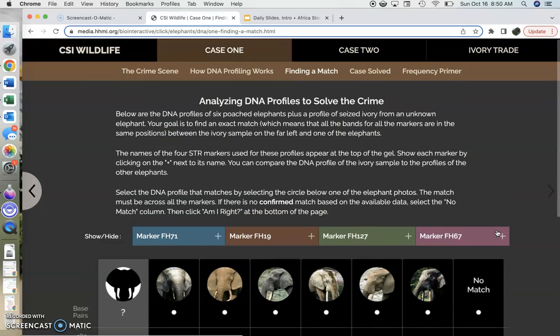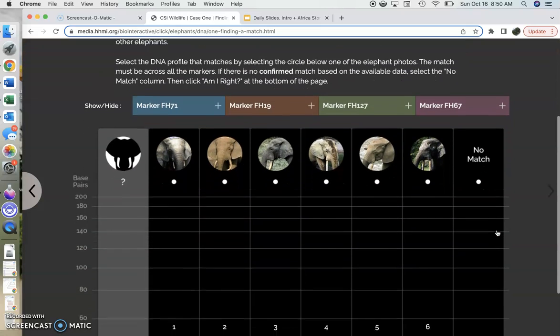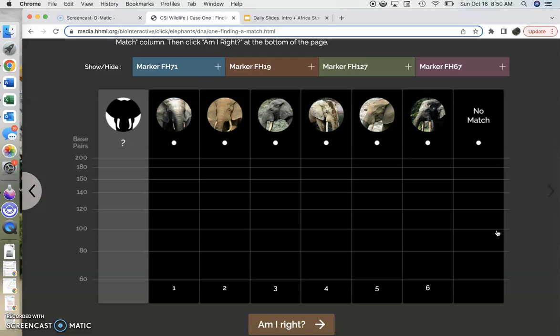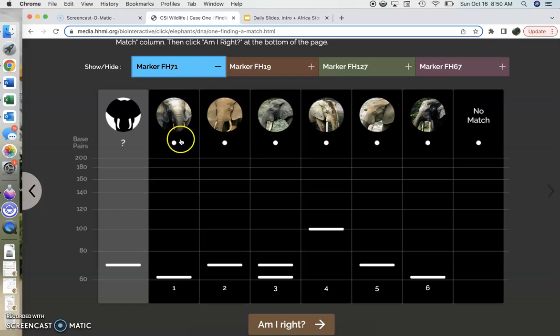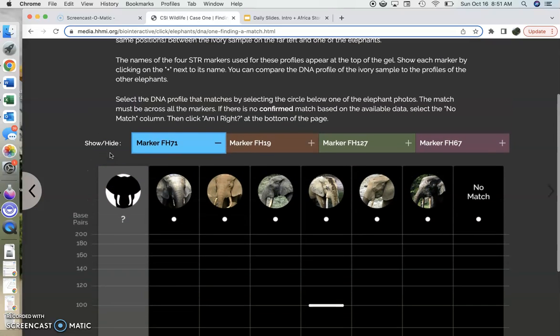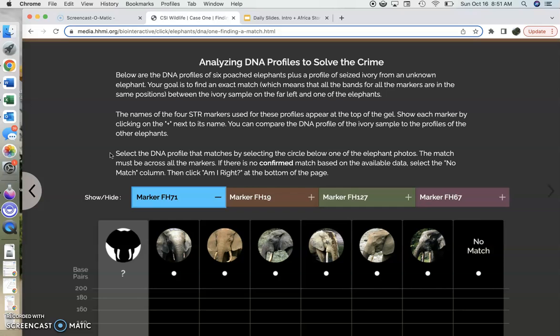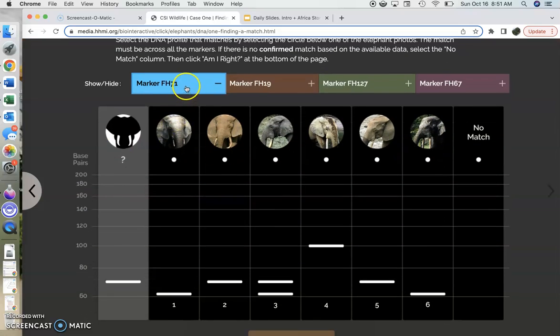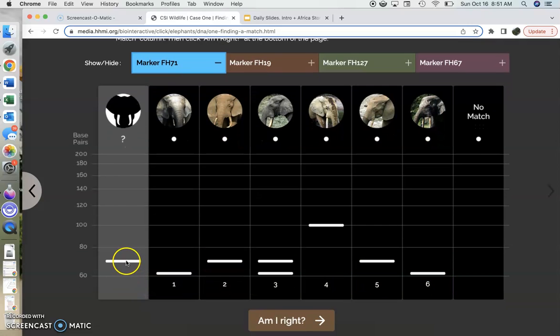Okay, so now you've got to analyze the DNA here to solve the crime. And what you're going to need to do is look at each individual marker and compare each elephant to the mystery DNA taken from the tusks, right? So here we have 6 different elephants, and looking at marker 1, you want to compare where these bands fall to see who matches the elephant right here.